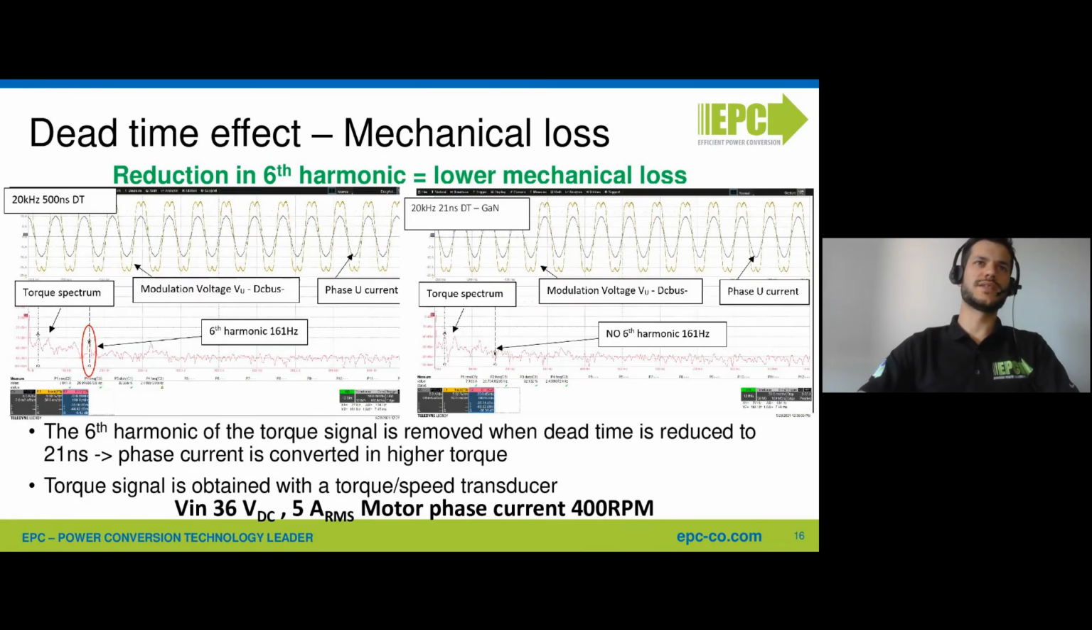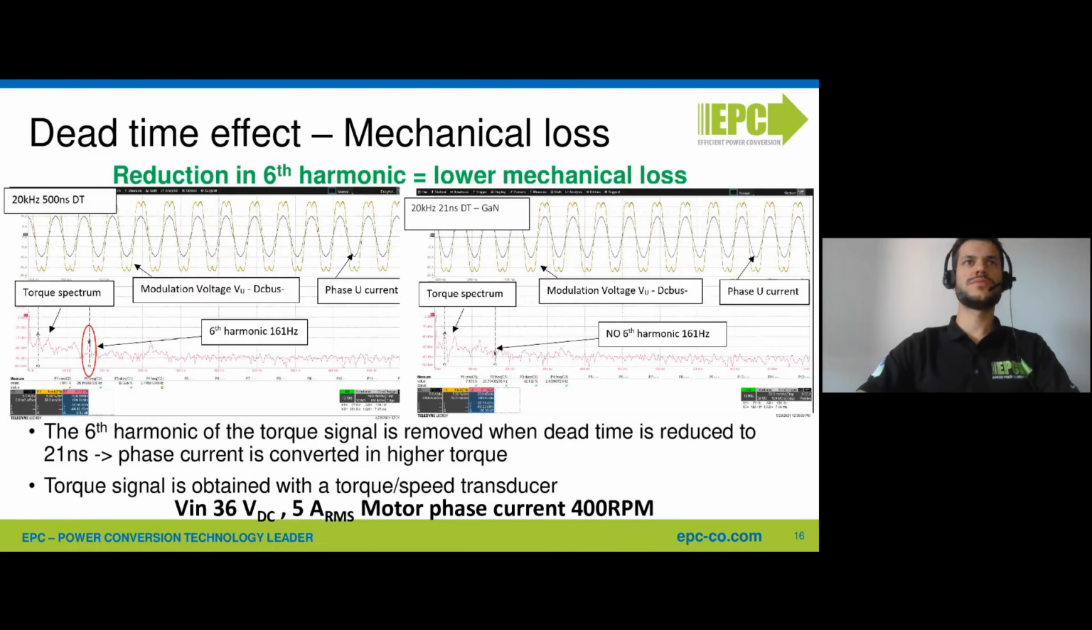contributing to developing a sixth harmonic in the spectrum, which can be measured even with an oscilloscope, which is what we did, and it completely disappears with a 21 nanosecond dead time. And again, this harmonic contribution is not developing torque, so it's all wasted energy. And wasted energy means, of course, a reduction in efficiency. So basically, reducing the dead time also contributes to enhancing the efficiency of the motor.